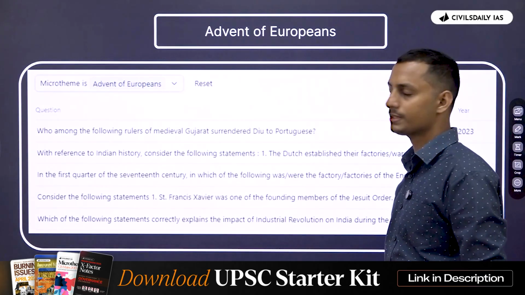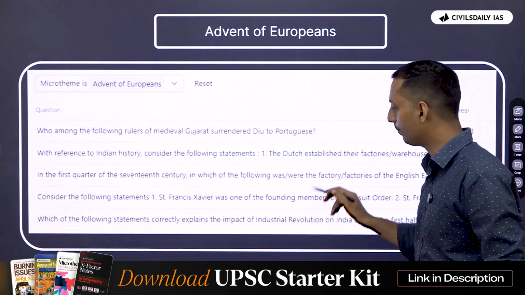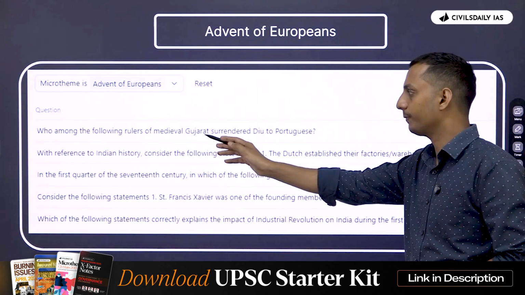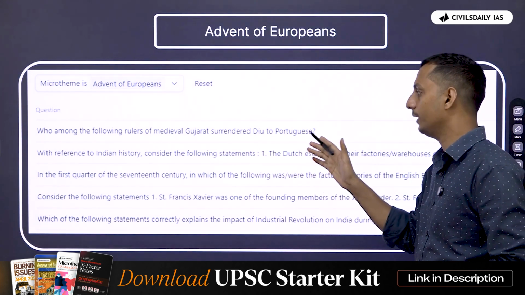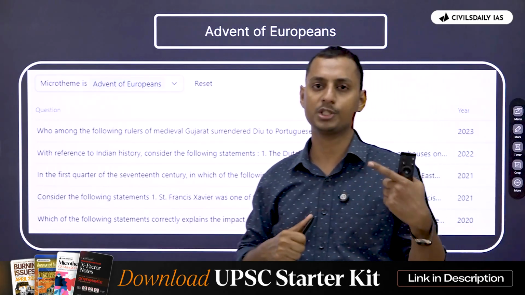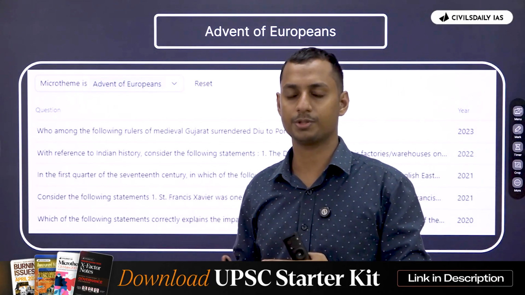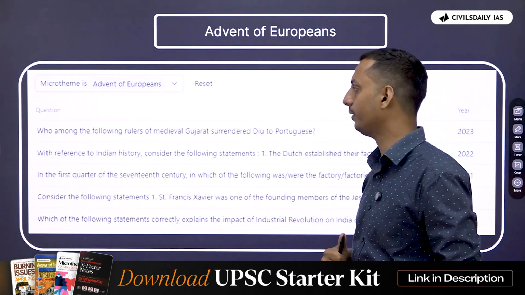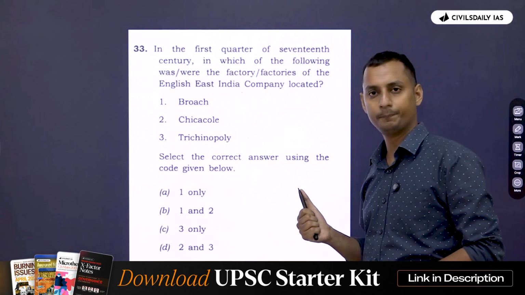Now, the advent of Europeans. You can see here, 2 questions have been asked with respect to settlements. And also you can see here, which among the following rulers of medieval Gujarat surrendered Diu to the Portuguese? UPSC usually has a tendency to ask about the Vijayanagara and Bahmani rulers and their relation with the Portuguese, as we have discussed when we talked about how to study medieval India. So therefore, go for the settlements, okay?